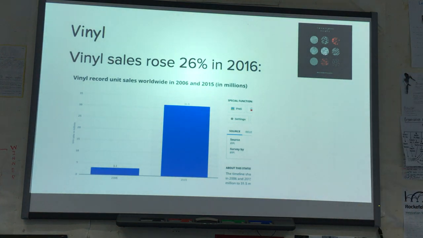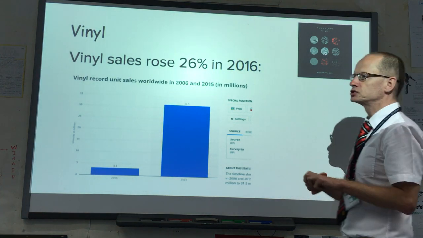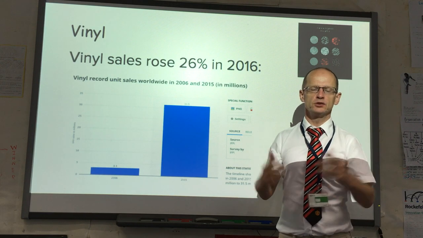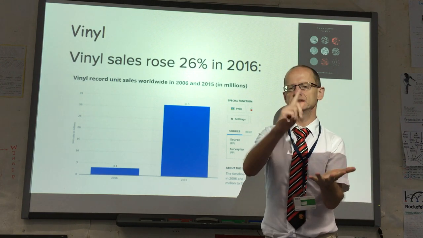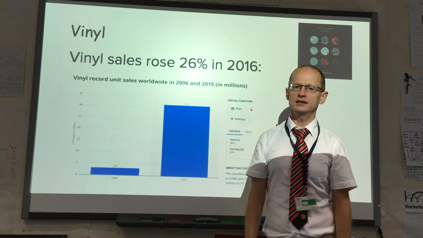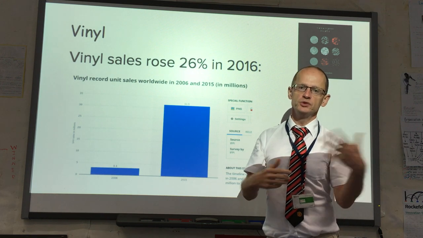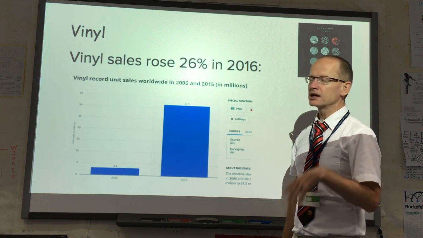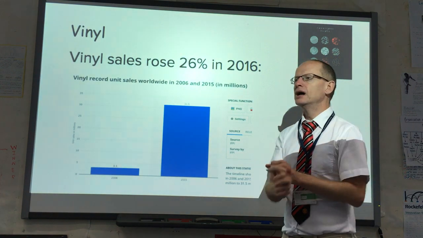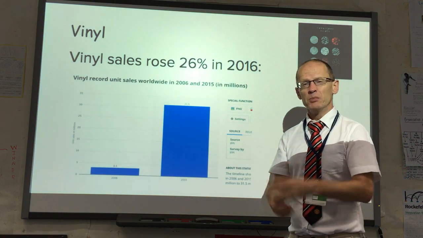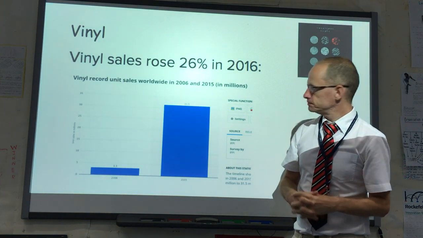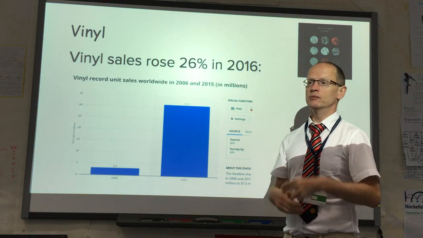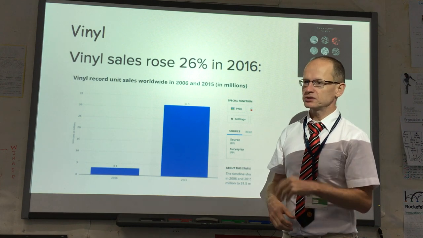Once upon a time, vinyl was the highest selling sort of format of music in the 1960s, 70s, and into the early 1980s. Most music was consumed by buying vinyl. Okay, then it died because people started buying CDs, and then obviously digital music came along. But then a few years ago, people started buying more vinyl again. Young people started buying vinyl.